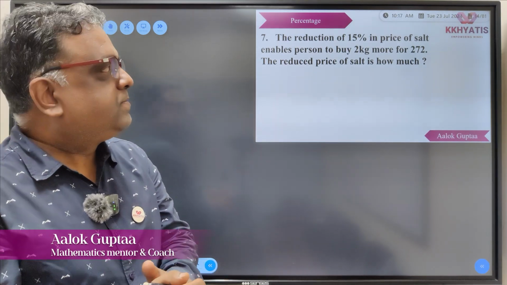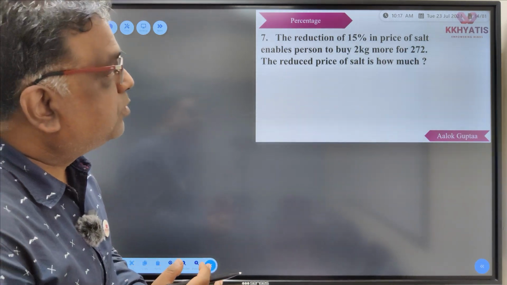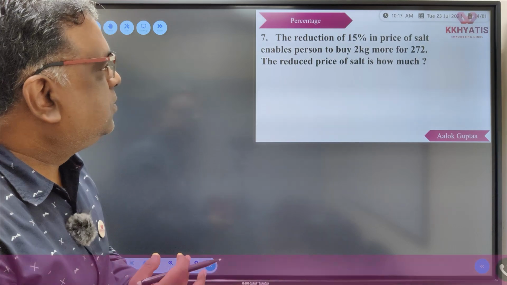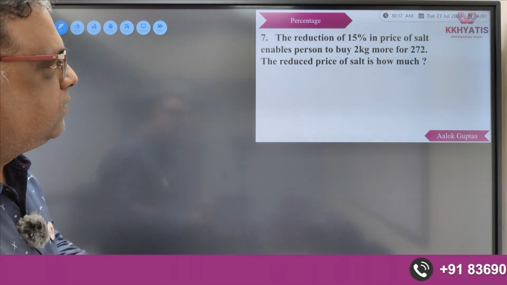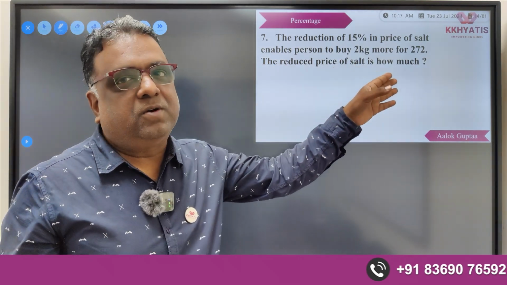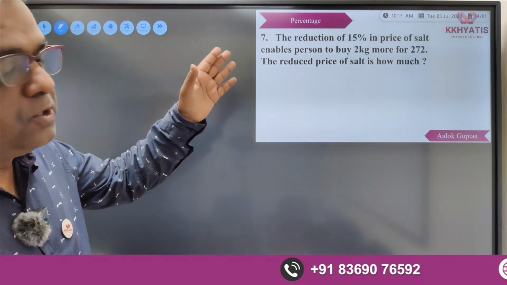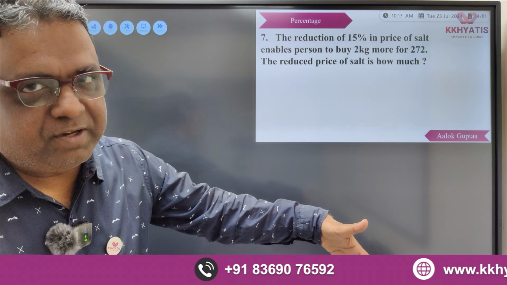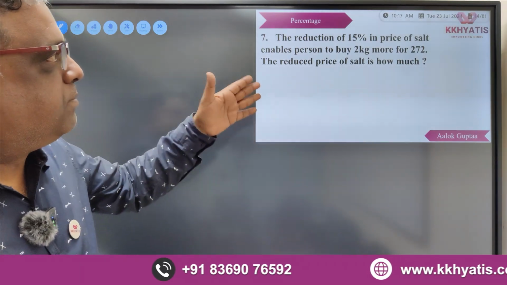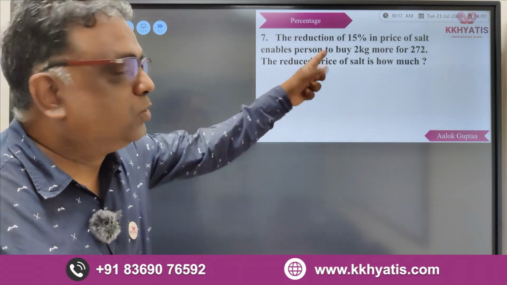The reduction of 15% in price of salt enables a person to buy 2 kg more for 272. The reduced price of salt is how much? Now, whenever they are asking reduced price of salt, it's always being per kg. We need to understand that. So earlier price was something, now the price got reduced by 15%. And because of that, a person is able to buy for the same expenditure 2 kgs more.